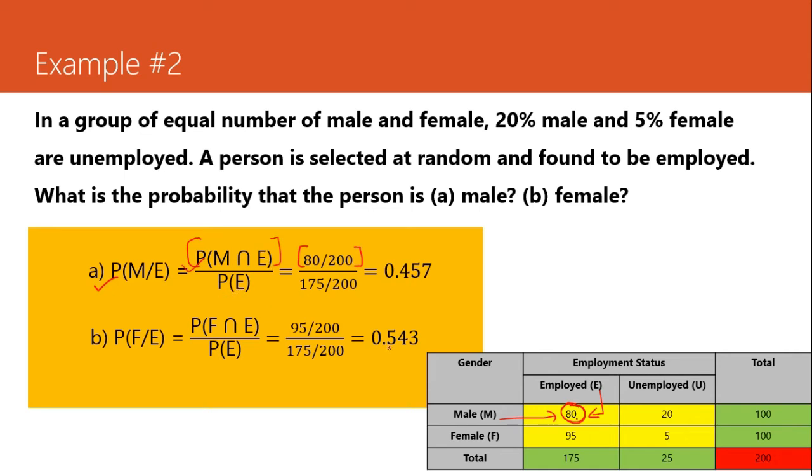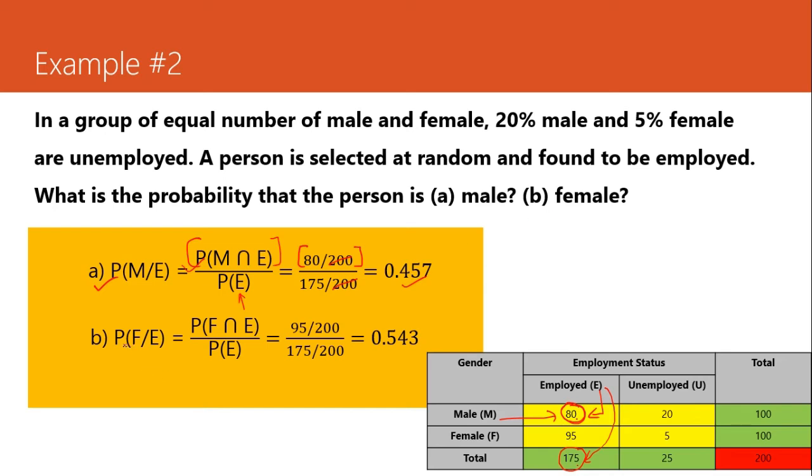Then we have probability of E. How is it calculated? Just see the total of employed, 175. Look at this one, 175, because we are talking about employed, right? So the total of employed is 175. That's why 175 divided by 200. Now 200 is cancelled. 80 by 175 is 0.457.